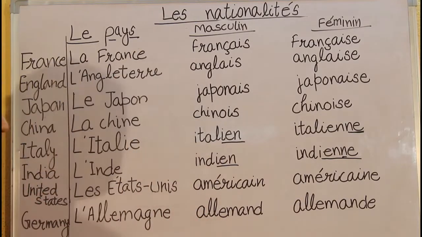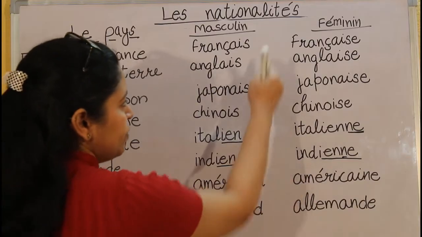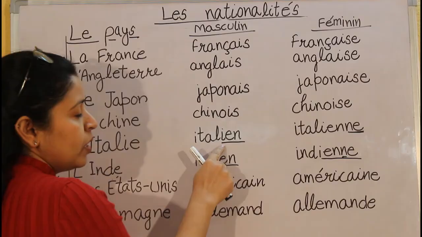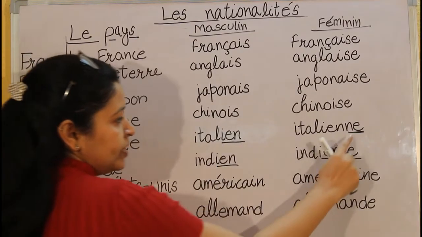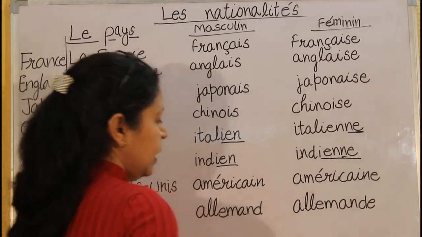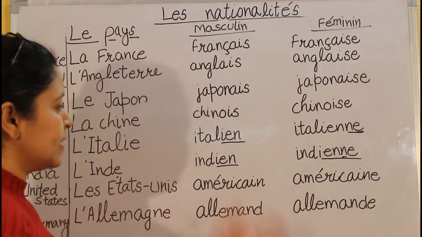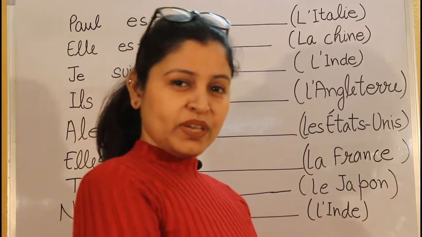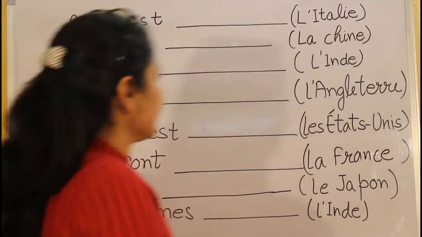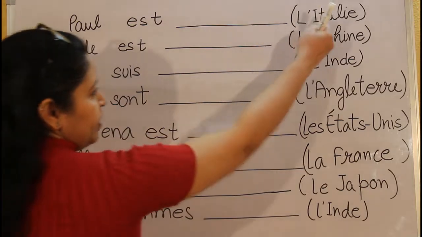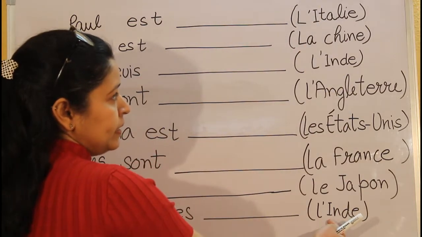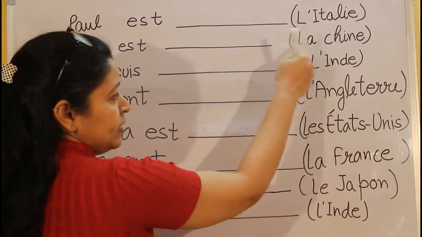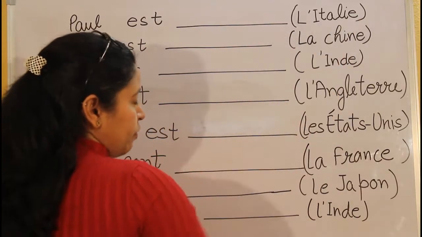Now it is the simple rule that we have followed here. Every time we have added E in many of the cases except these two where IEN was the ending and we doubled the letter N and then we added E. So in the rest of the cases the same rule is applied, and now we'll come to one exercise. Let's see how we use nationalities in sentences. Now here we have been given names of the countries in brackets and the names are given in French with all the articles. The country is masculine, feminine and vowel.